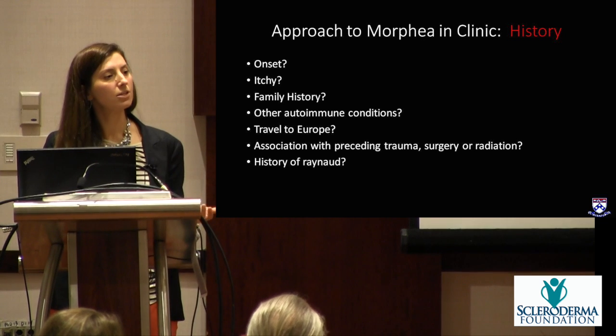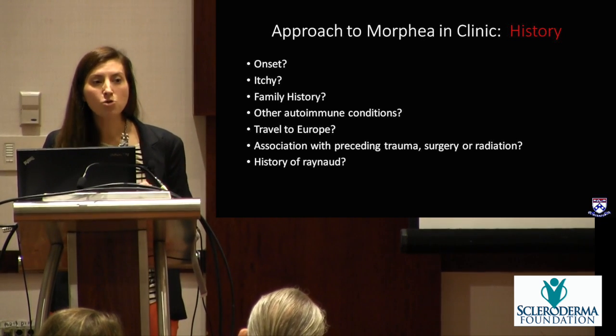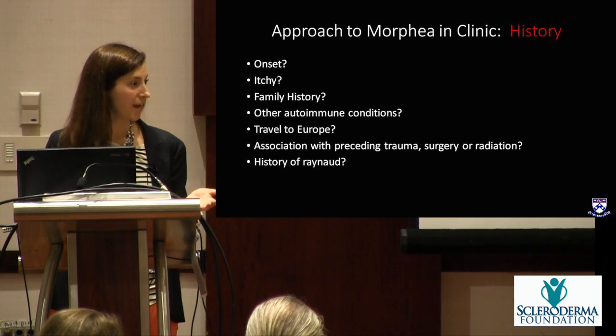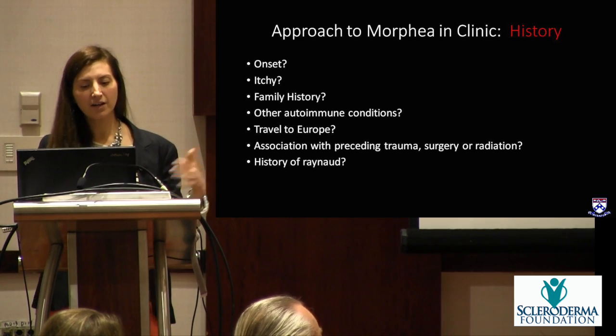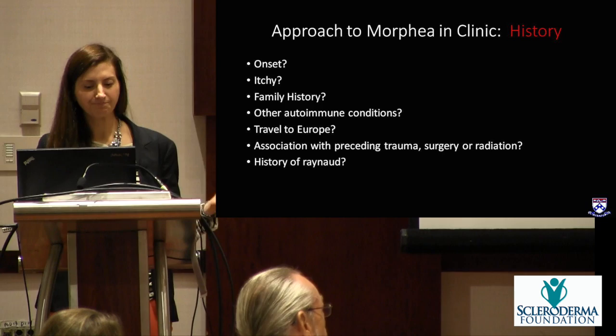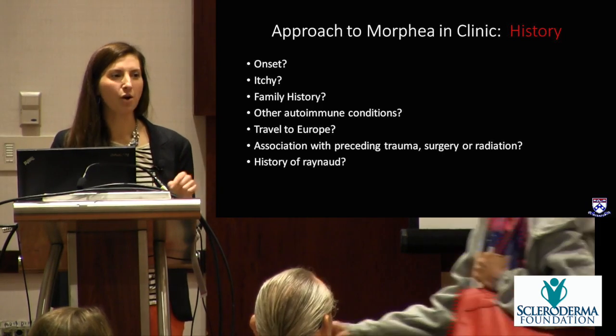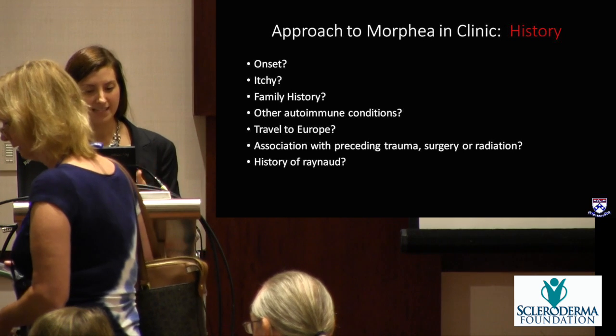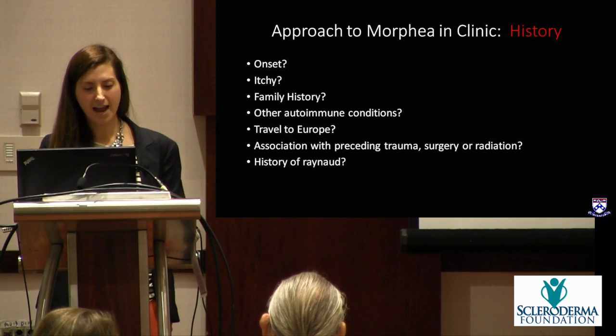Do you have a family history of Morphea? Most patients do not have a family history of Morphea. Only 1% of patients with Morphea have a family member with Morphea. But what they do have is they often have autoimmune conditions, either themselves or in their family. So I'm often asking that.